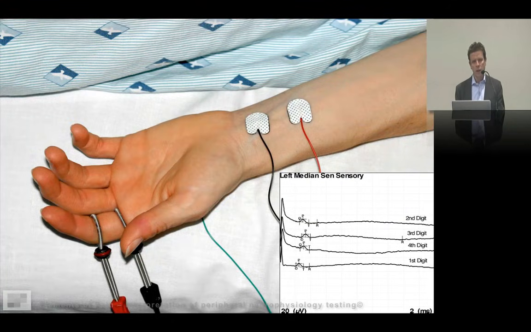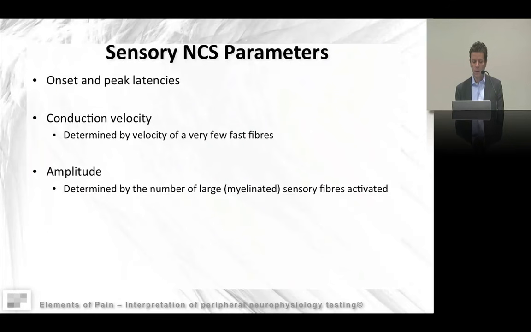And so this is in real life what happens with the responses. We stimulate the digital nerves, which run down the sides of the fingers, with these rings, and then record directly over the peripheral nerve itself, in this case at the wrist. And these are examples of the responses we're seeing.